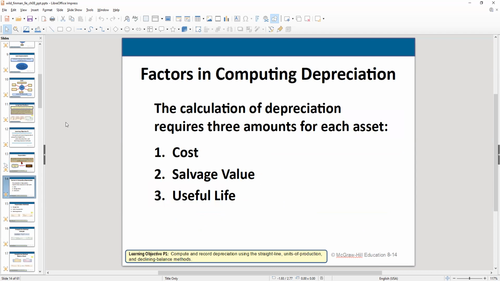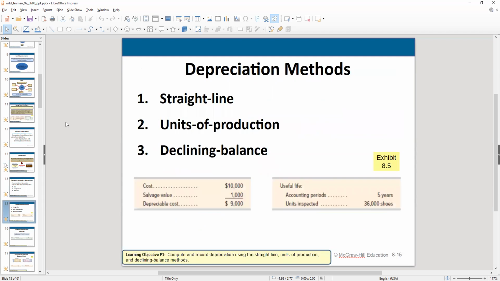There are three factors that we have to take into account: the cost, the salvage value, and the useful life, as we've discussed. So first we have straight line depreciation. We'll start there, and then we're going to do units of production, and then the declining balance method. The straight line is just like it is. You're going to divide by the number of years, and that's how much you're going to write down every year.